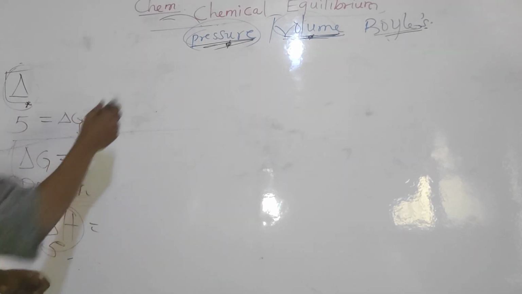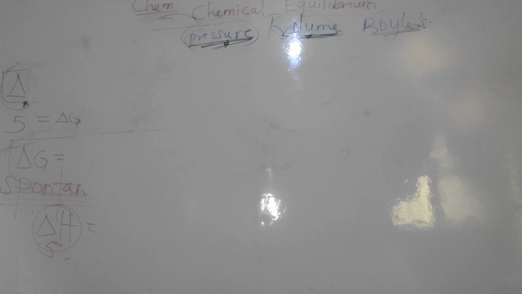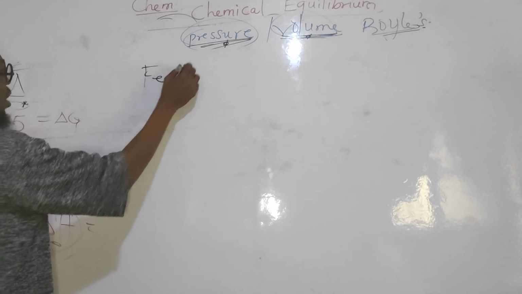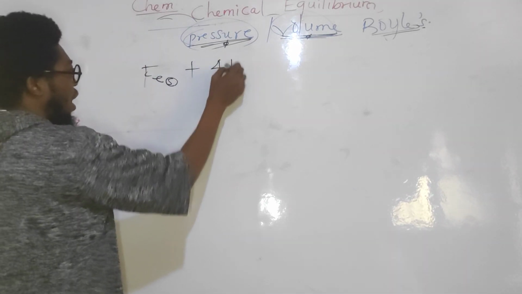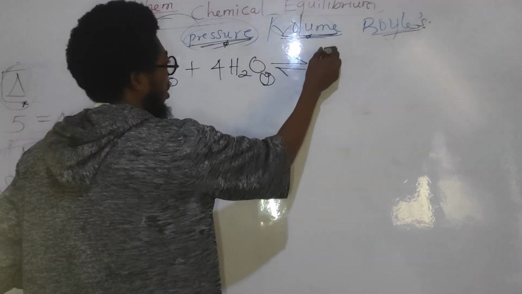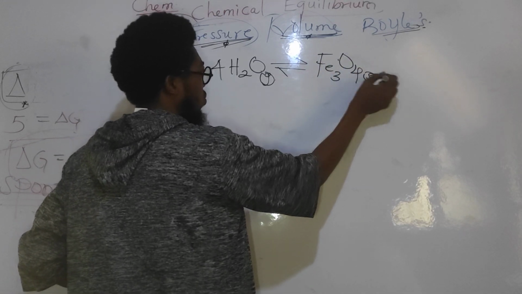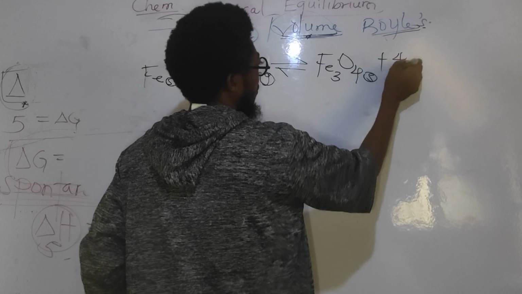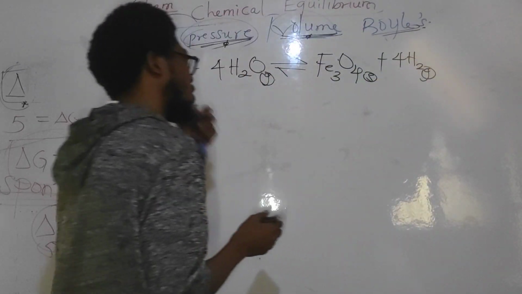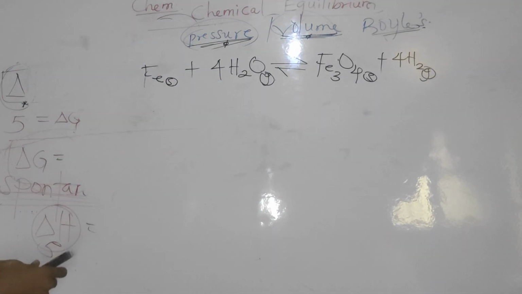So question next. Production of iron. Fe solid plus 4H2O gas to give Fe3O4 solid plus 4H2 gas. The yield of hydrogen in the above reaction is increased by.